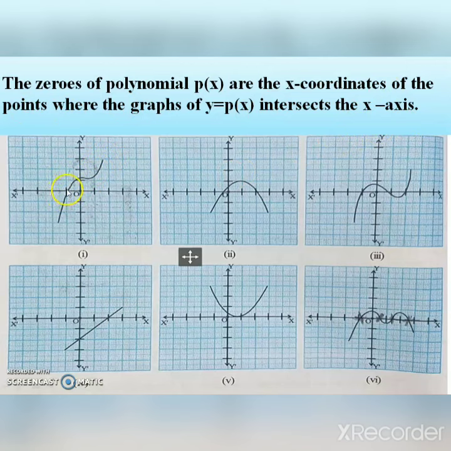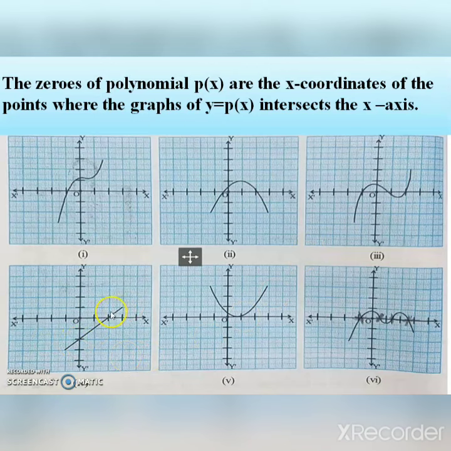So how many zeros are here? 1 zero is there since it is cutting the x-axis at this point. Similarly here we have 2 zeros. Why? Because it is cutting the x-axis at 2 points. In this third figure, 1, 2, 3. So 3 zeros are there as it is cutting the x-axis at 3 points.